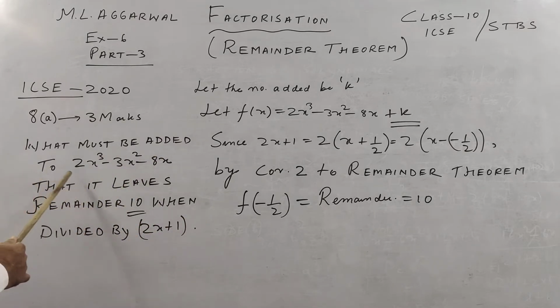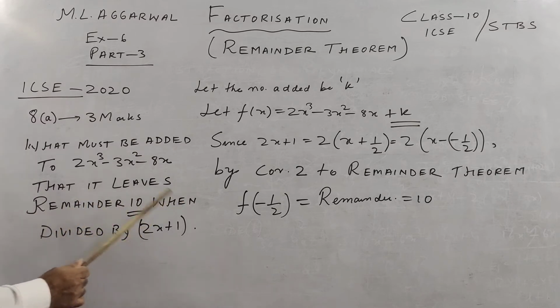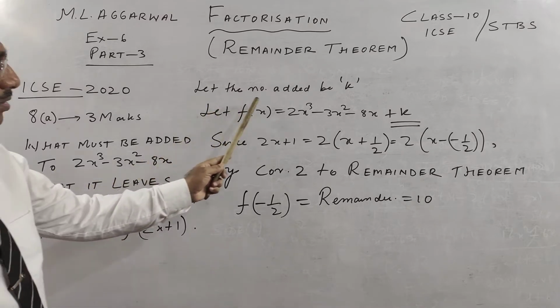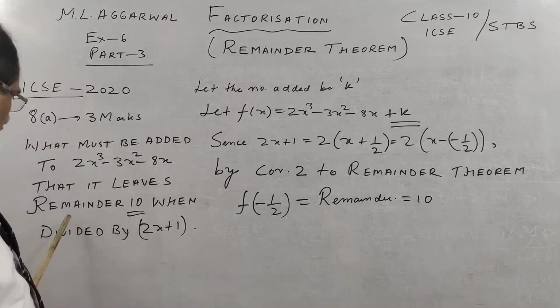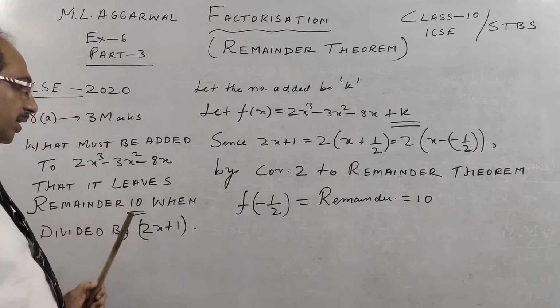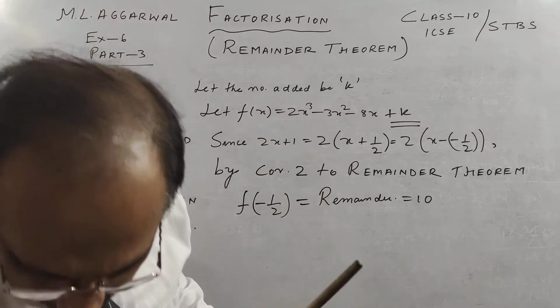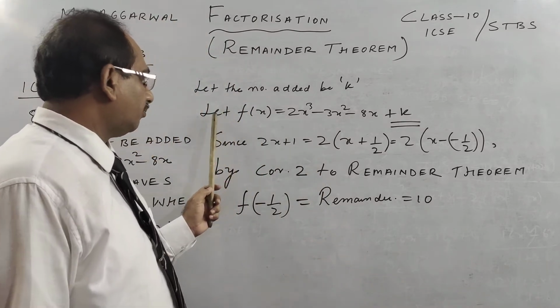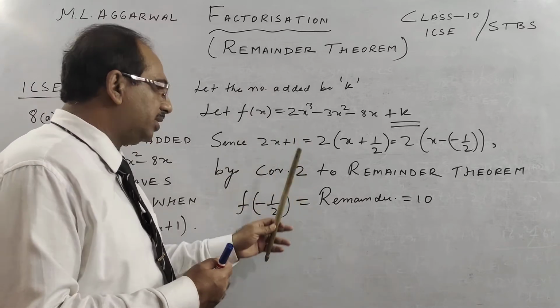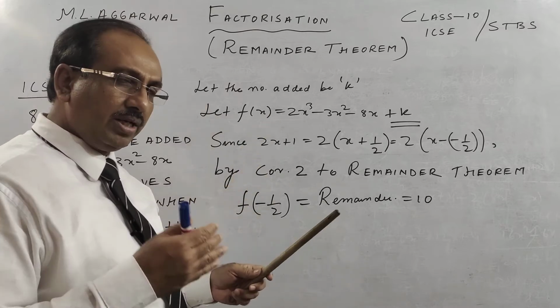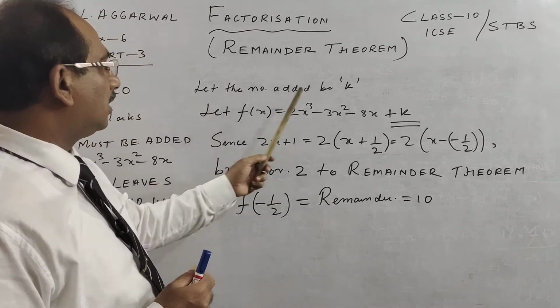So what must be added to this cubic equation so that it leaves a remainder of 10 when divided by this? Okay, so what must be added to this cubic equation? Let the number added be k. So it leaves a remainder 10 when divided by 2x plus 1. So see, this is a better mathematical method. I don't miss out anything, therefore I have written it for you. Otherwise, generally I don't write in any question, because this is something very important to understand. Let the number added be k.